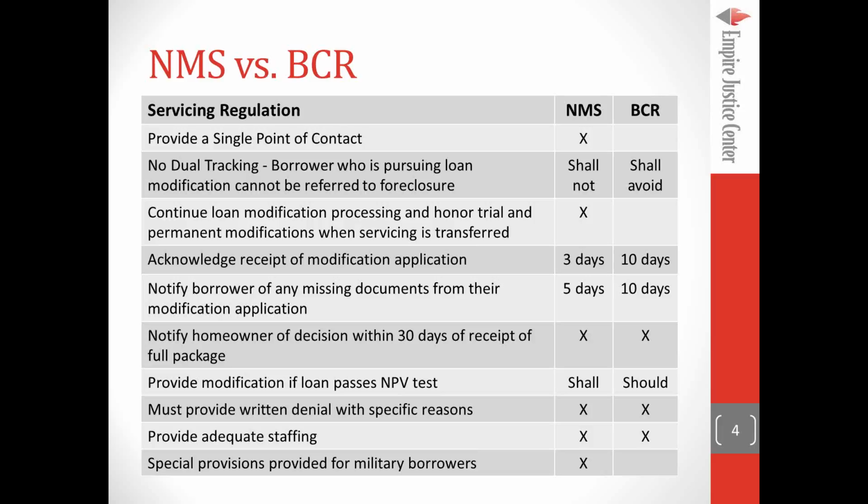Under the NMS, the servicer must notify the borrower or advocate of all missing documents or deficiencies in an application within 5 business days of receipt of the borrower's initial loan modification application. Under the BCR, it's 10 days. I know as advocates these are not happening, so keep this in mind when you're continuously submitting packages and not getting responses.